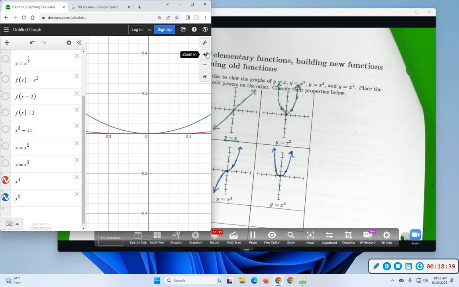X to the 6th, do you think that'll look kind of like that again? X to the 8th? In fact, any even power of x will look vaguely like that. Any odd power of x will look vaguely like x cubed. Let's answer some questions just looking at these graphs now.